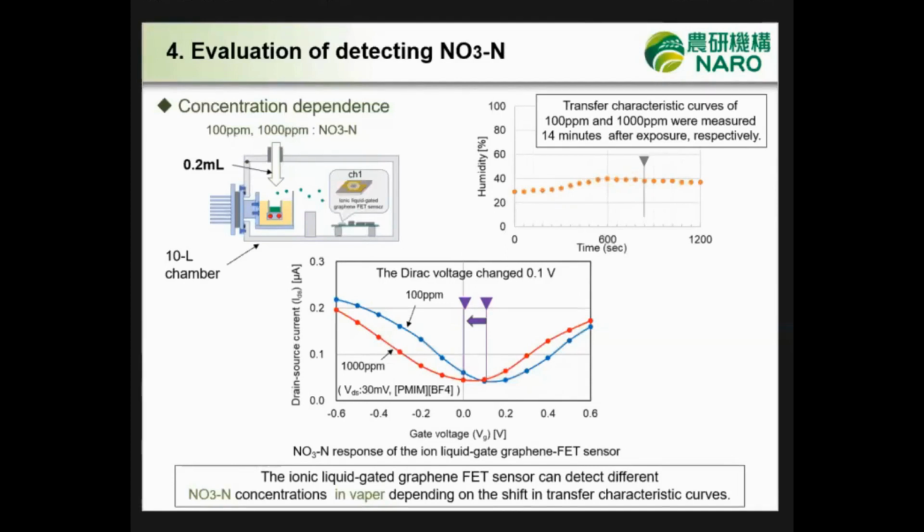So this lower figure shows the NO3-N response of the sensors. The blue line is 100 ppm. The red line is 1000 ppm. So the Dirac voltage changes 0.1 volt to the negative side as the NO3-N concentration increased. So this means the ionic liquid gated FET sensor can detect different NO3-N concentrations in vapor depending on the shift in the transfer characteristic curves.